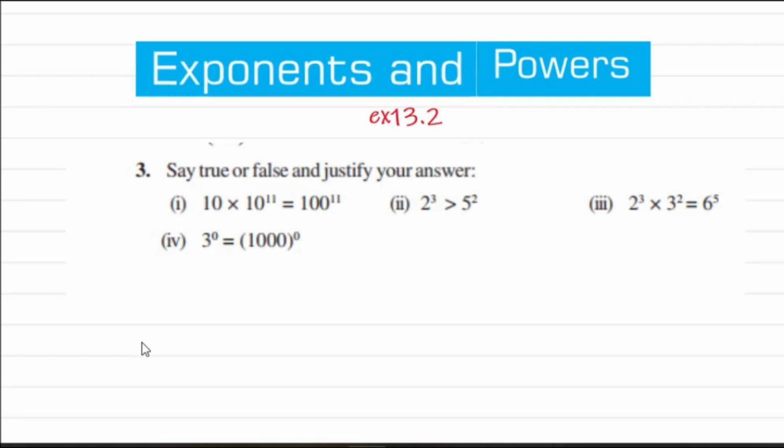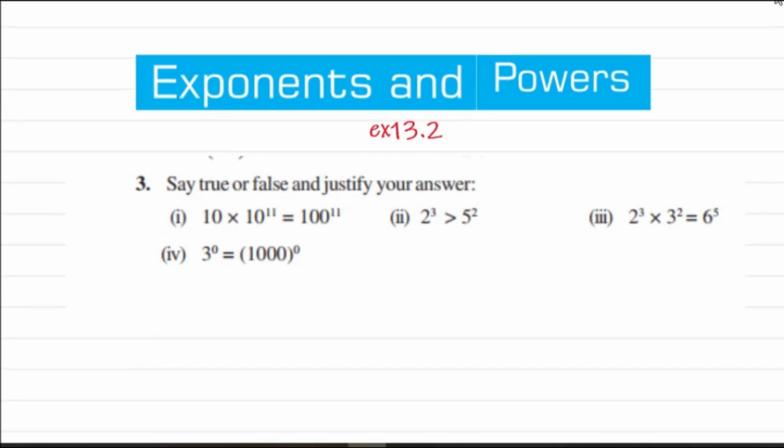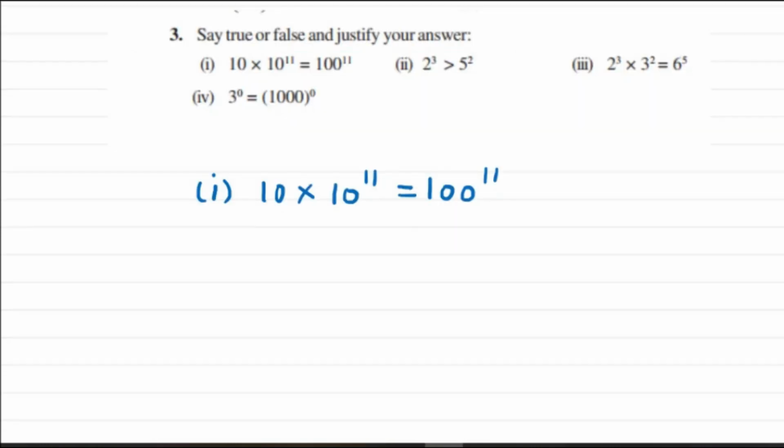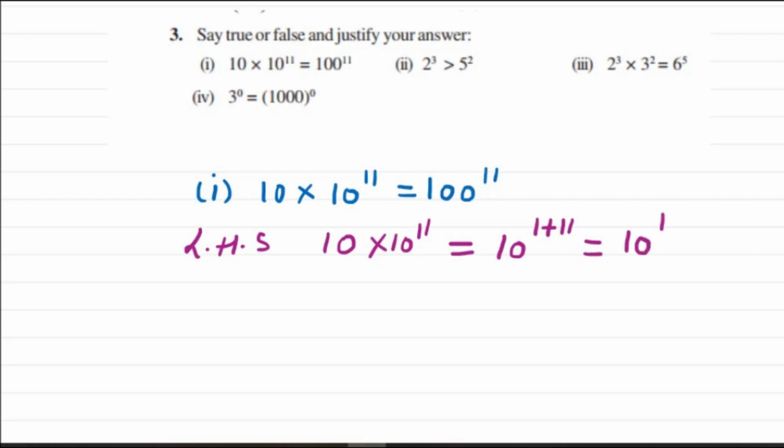So here the first part says, 10 into 10 to the power 11 equals 100 to the power 11. Okay, so first we will take the left hand side. So let's solve the left hand side. Here in the left hand side we have 10 into 10 to the power 11. So what will be the value of that? You know that if the bases are same, you can add the powers. So it will be 1 plus 11. So your left hand side will give you 10 to the power 12.